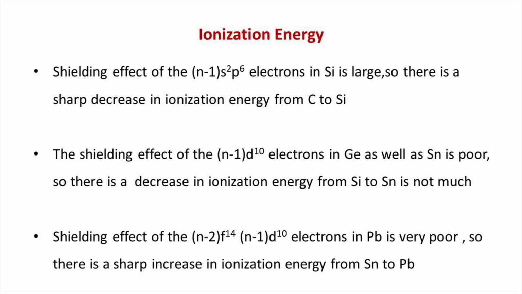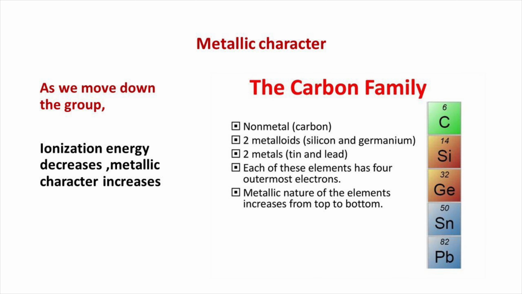The shielding effect of inner d electrons in germanium as well as tin is poor, so the decrease in ionization energy from silicon to tin is not much. But in the case of lead, the shielding effect of f and d electrons in lead is very poor, so there is an increase in ionization energy from tin to lead. The next general property is metallic character.